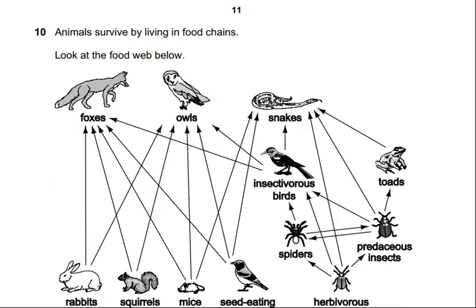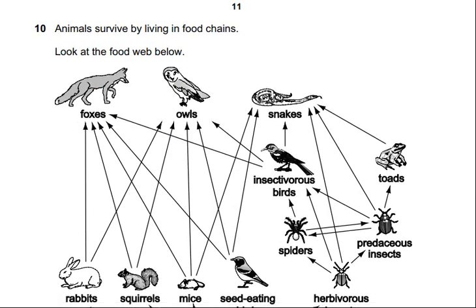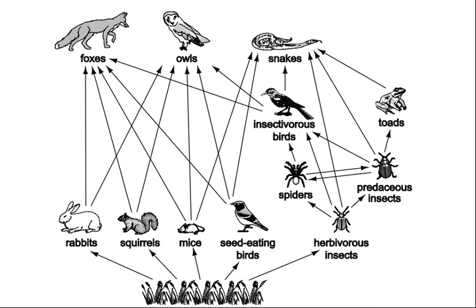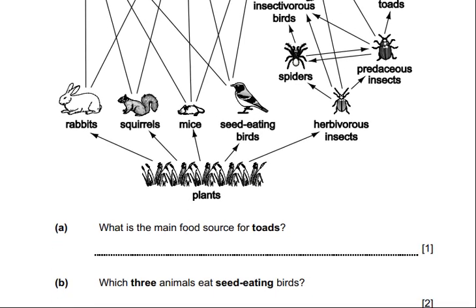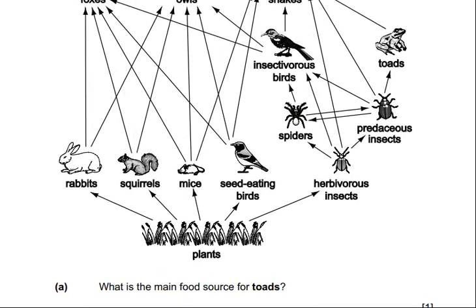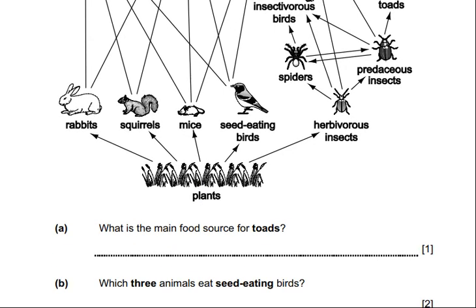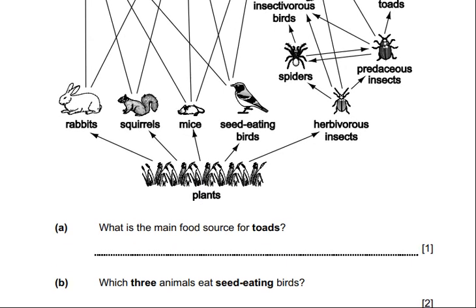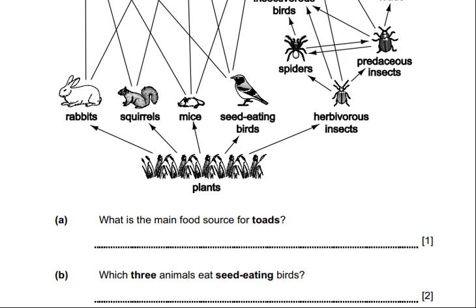Next page. Question 10. Animals survive by living in food chains. Look at the food web below. So we have a food web below. We have food chains and we also have food webs. So here this is a food web. We know that a food web shows many different feeding relationships. As you see here, we have many animals, many insects, many birds, and the main source of food, or let's say the producer, we've got plants here.